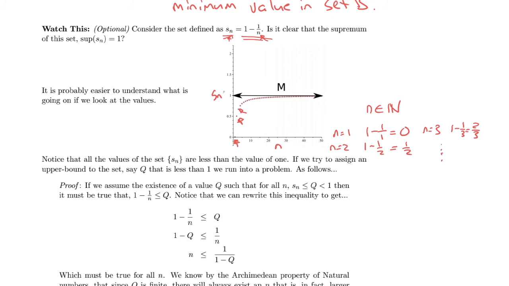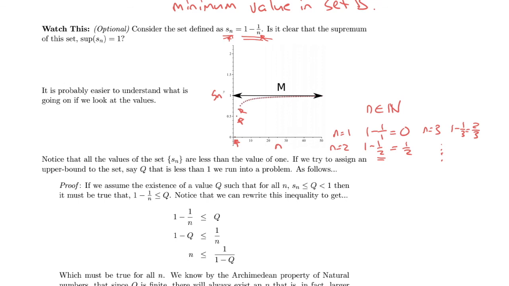Every time I do that, the value of that fractional part is going to get smaller and smaller. Remember, as the denominator gets larger, that value gets smaller and smaller. So I'm starting at 1, and I keep subtracting a smaller and smaller value as the value of n gets larger. Notice that all the values of the set of S values are less than the value of 1. We're always going to be subtracting. Every time we come up with a term, we're subtracting something from 1, and it's never going to be 0. 1 over n will never equal 0 here.